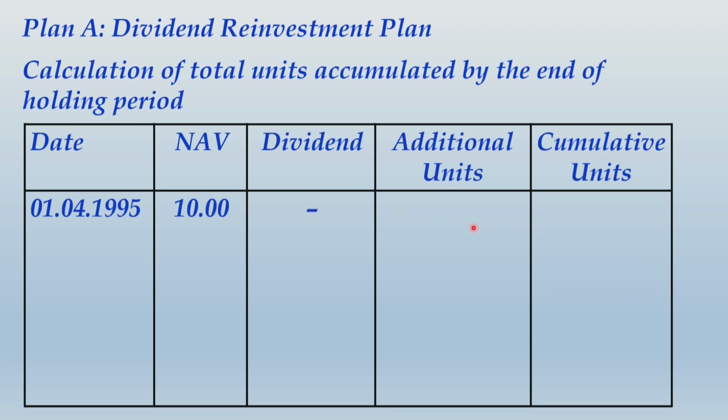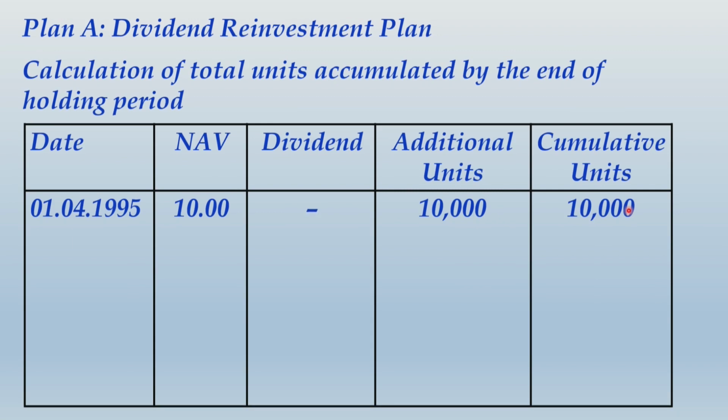Additional units were the original units purchased, because the amount invested is 1 lakh, number of units 10,000, and 10,000 into 10 will give you in total 1 lakh rupees as invested. So these are the additional units which were acquired on this date. Why am I saying additional? Because every time you have some additional units, that incremental quantity will go on adding up to the existing units to arrive at the cumulative units. Before this date, the cumulative units were 0. So whatever new units you have acquired on 1/4/95 have been considered as additional units, and the same has now been included in the cumulative units column also.